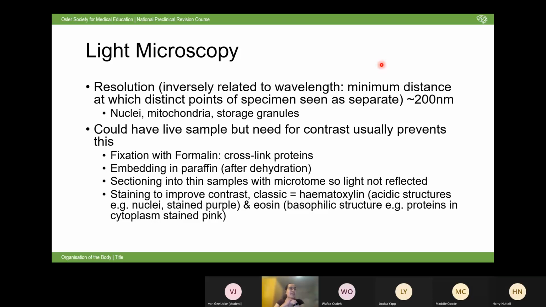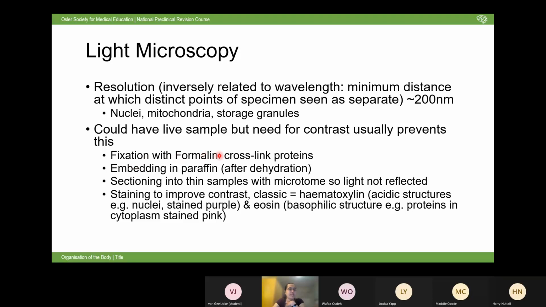And with light microscopy resolution, we can see the large organelles, but not the structure within them, or small organelles like ribosomes. And with light microscopy, theoretically, you can have live samples, but generally, the way we go about producing the specimen samples means that they have to be killed.